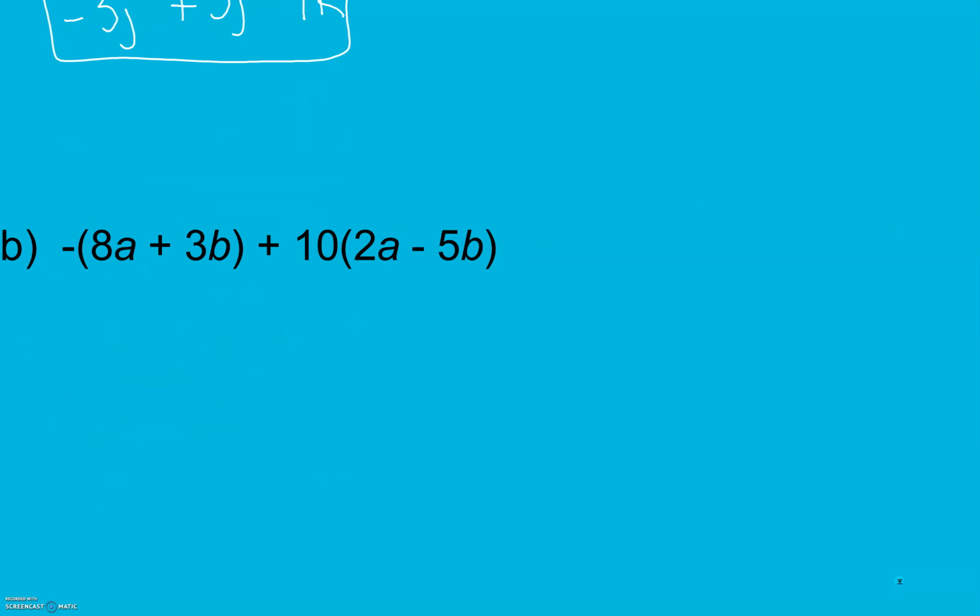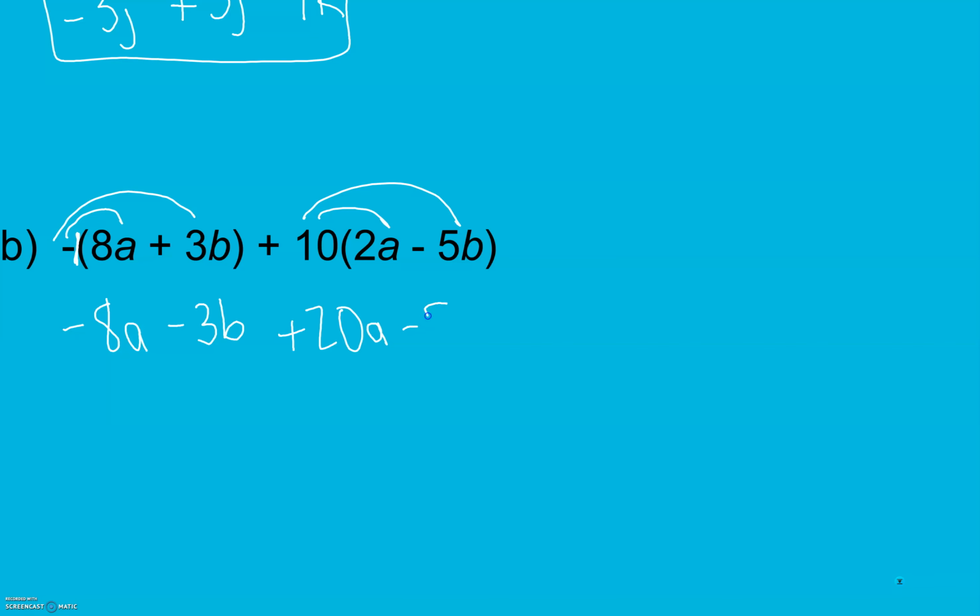And let's try B here. Again, whenever we have parentheses, we have to get rid of those first, so I'm going to go ahead and distribute. It's like a negative 1 times 8a and a negative 1 times 3b, which gives me negative 8a and minus 3b. Here I get 10 times 2, which is 20a, and 10 times negative 5 is negative 50b.